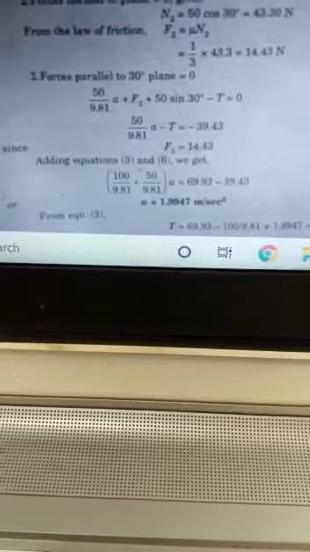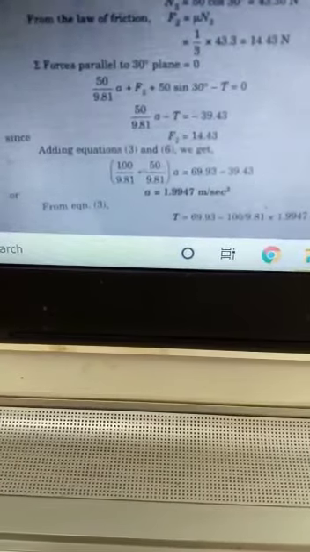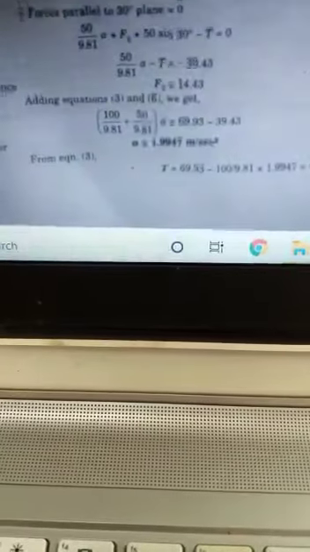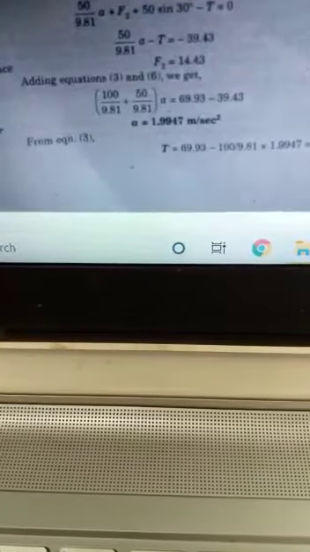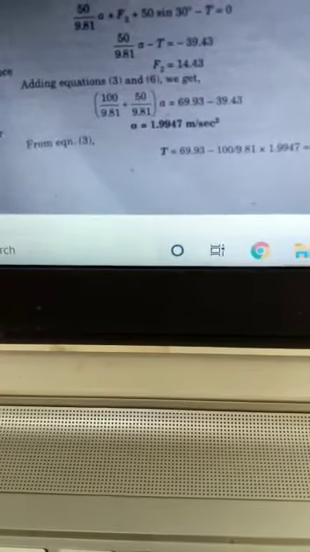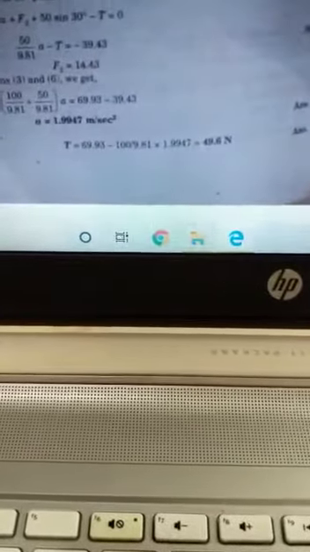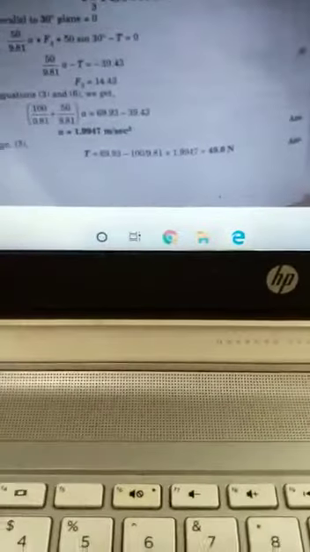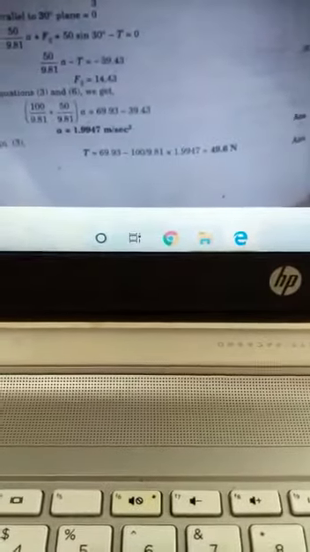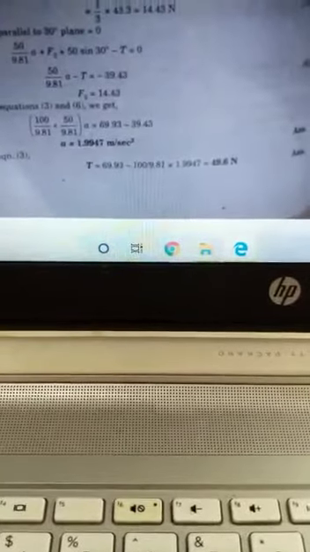By solving these two simultaneous equations, we will be able to determine the unknowns, that is A and T. First we will work out A by solving these two simultaneous equations. A is equal to 1.9947 meters per second square, and substitute that value in any one of these equations. You will get tension T is equal to 49.6 Newton. That is the tension in the string. Okay. Just go through this problem. You will go for the next problem.